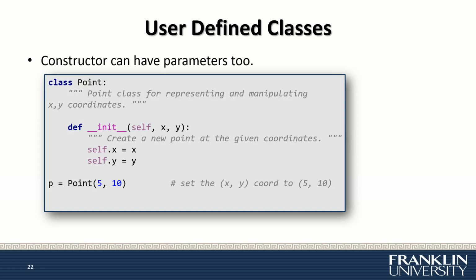Now again, as I mentioned earlier, a constructor can have parameters too. In the earlier example, I set the x and y to 0 by default, and I can create a constructor. Again, underscore underscore init is the constructor. I can have parameters. In this case, there are only two parameters here. Self does not count as a parameter, but you need to have self to say this is a constructor. So I can create a point where the x and y coordinates are 5, 10.